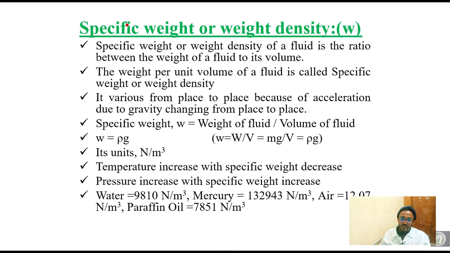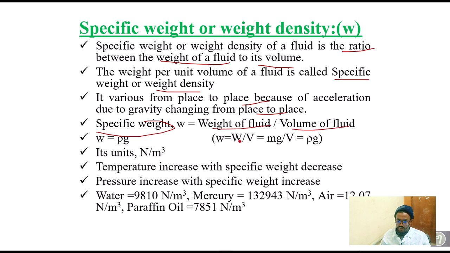The other thing is specific weight, or weight density. Specific weight or weight density of a fluid is the ratio between the weight of the fluid and its volume. The weight per unit volume of a fluid is called specific weight or weight density. It varies from place to place because of acceleration due to gravity changing from place to place. So specific weight is equal to weight of fluid over volume of fluid.